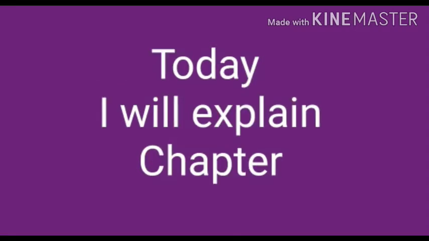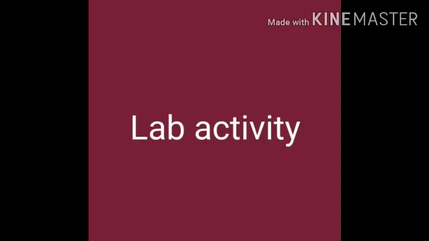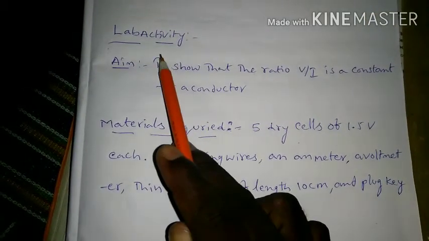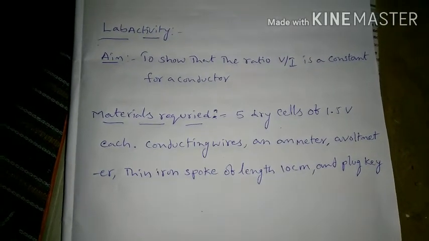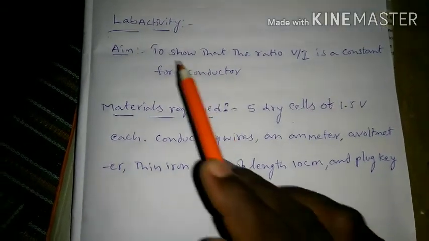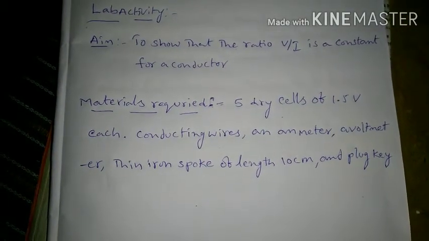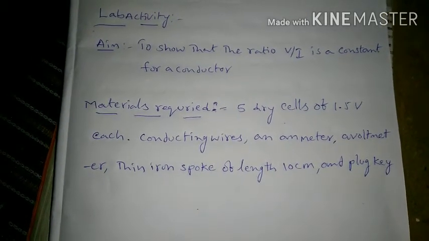Today I will explain the chapter electric current. Today we discuss the topic lab activity. Now start lab activity. Lab activity is very important for 4 marks questions. First one, aim: to show that the ratio V by I is a constant for a conductor.